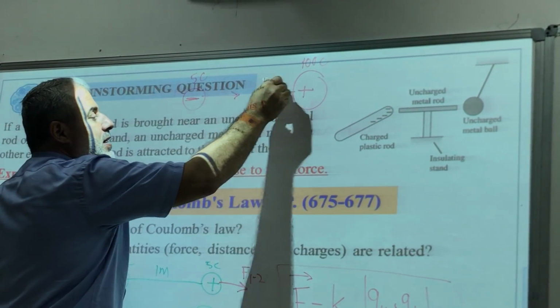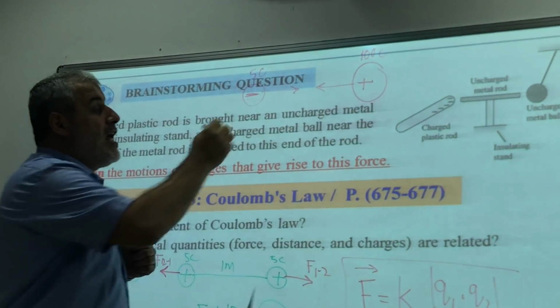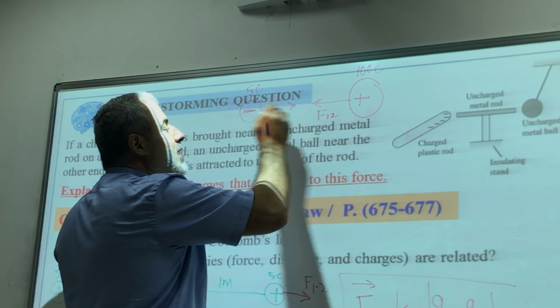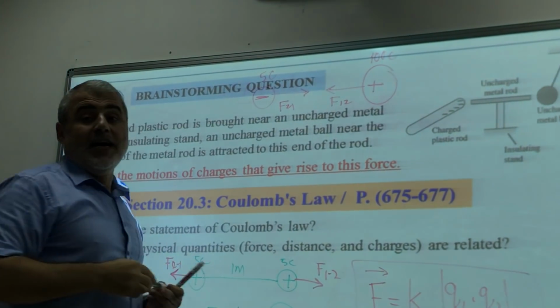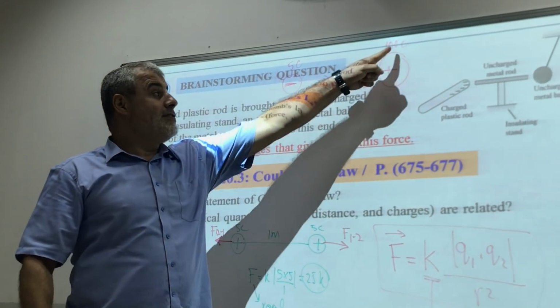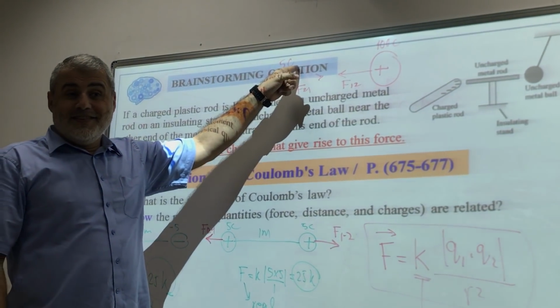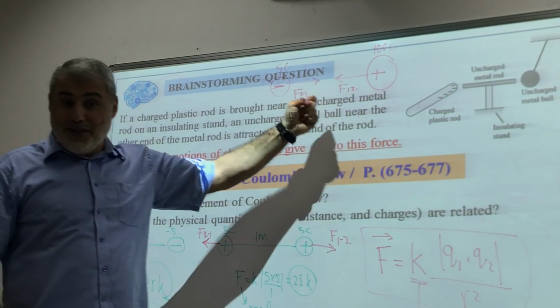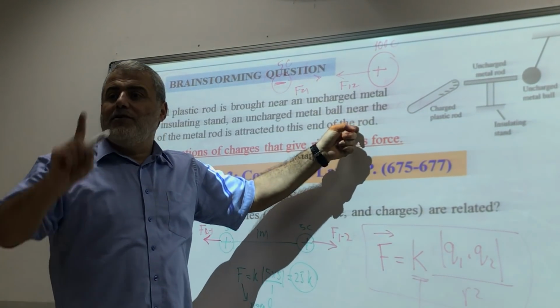There will be attraction, right? Now, F12 and F21, how do they relate? Whether they are equal? Yes. But this is 100 and this is 5. You got the point? Don't slip on this one.